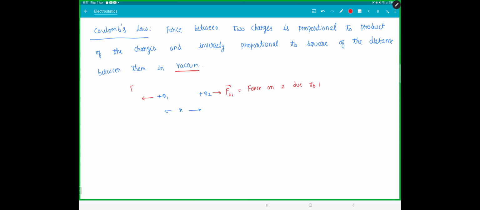Similarly, this force will be F12. This is the force on 1 due to charge 2. And by Newton's third law, the force on 1, 2 will be opposite of the force on 2, 1. Equal and opposite. If you repel me with a certain force, I will repel you with the same force.